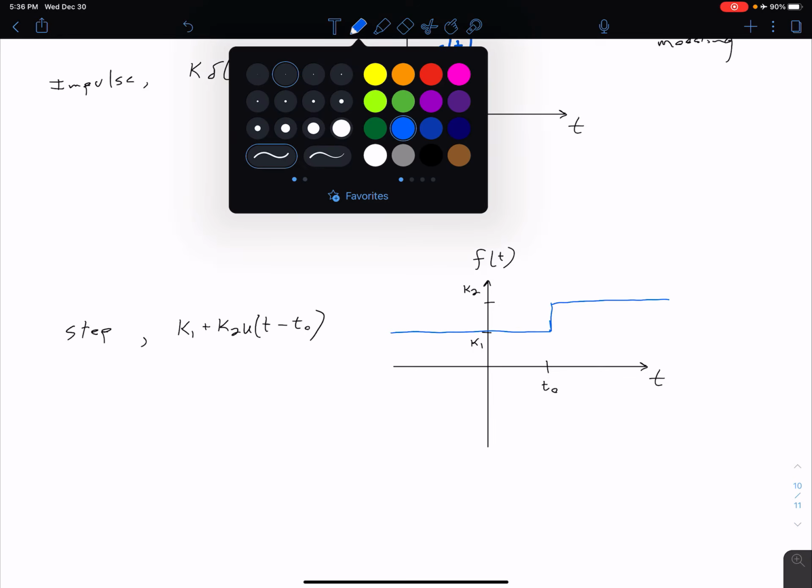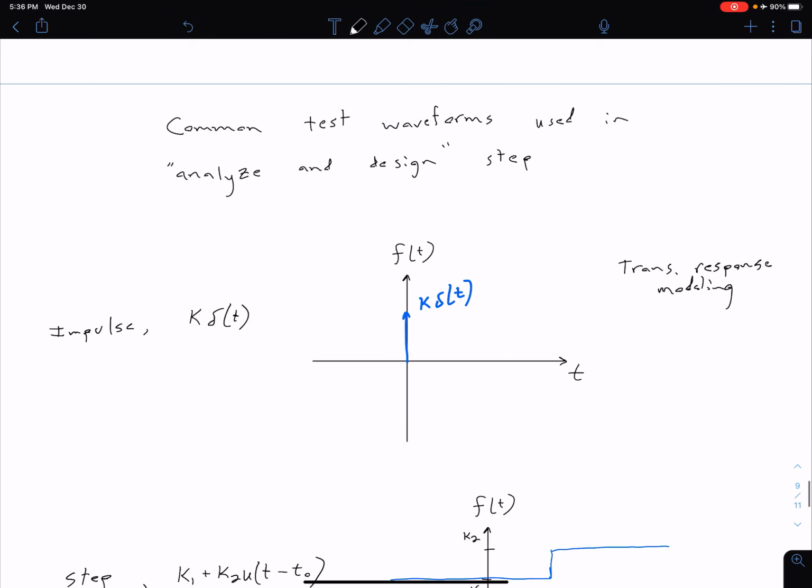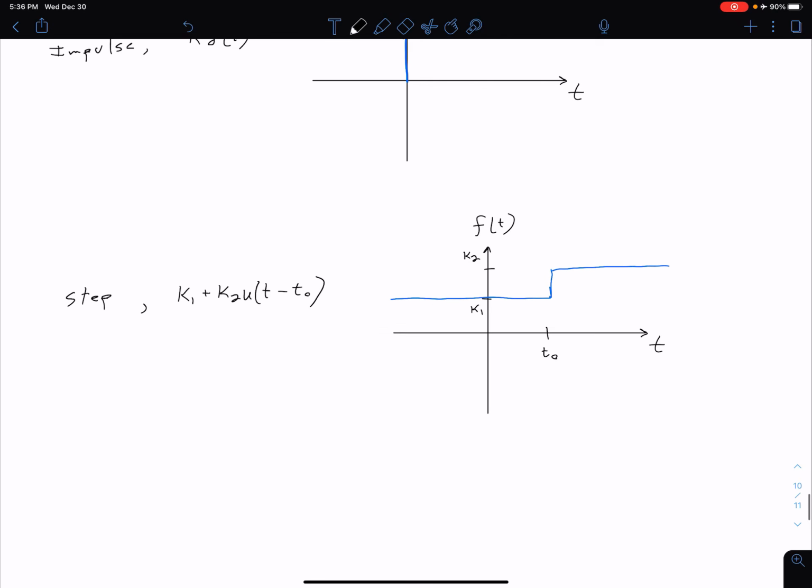So what do we need to know in terms of using this for that analyze and design step? Well, our step function is commonly used for our transient response modeling, just like our impulse. But it's also used for steady state error modeling. I'm going to write that as SS error, so steady state error modeling.